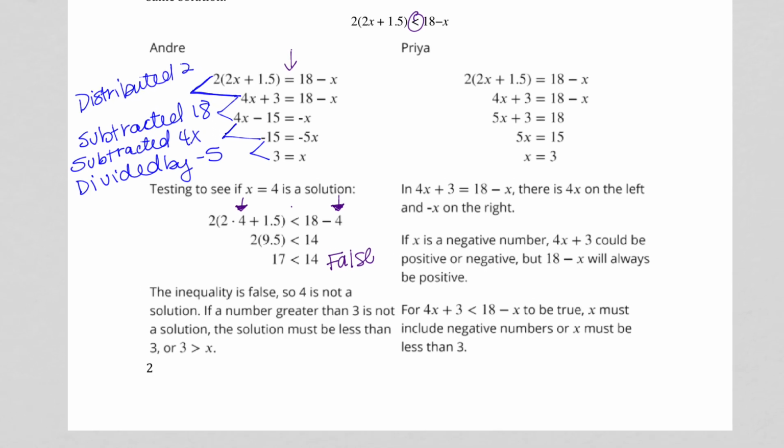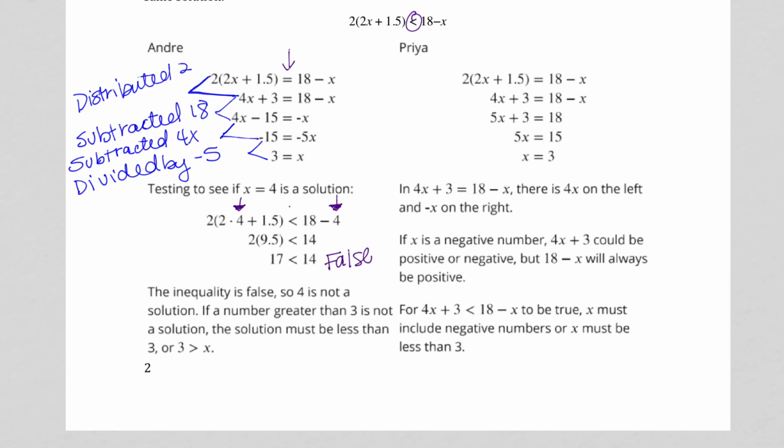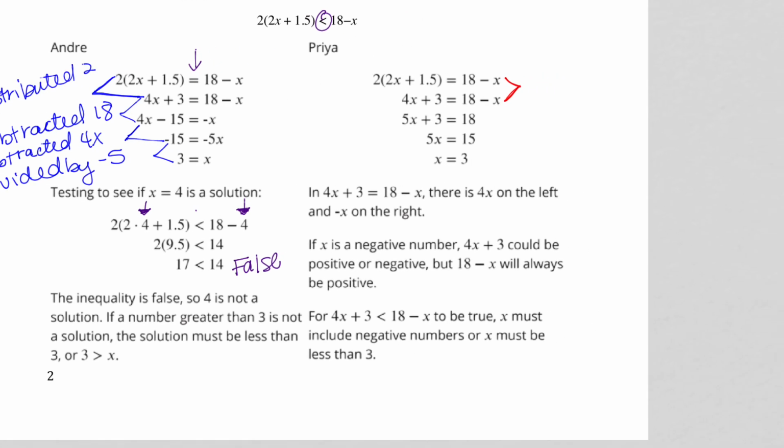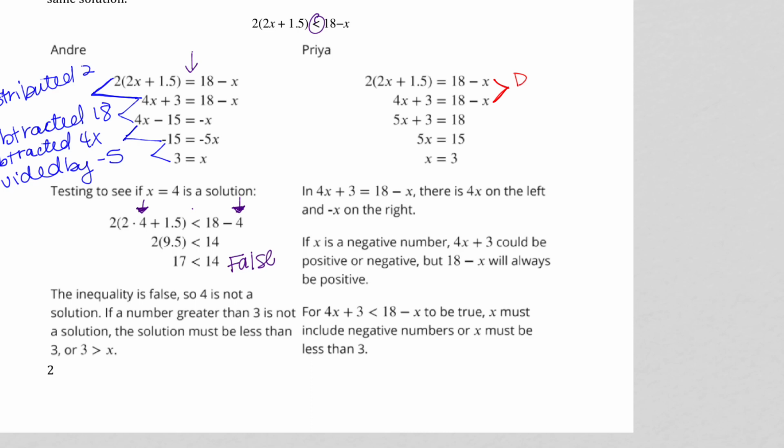Okay, so now let's look at what Priya did. Looking at Priya, what did she do from here to here? Distributed. So she started with the same step, right? So she distributed the 2. What'd she do from here to here? She added x. Okay, what'd she do from here to here? Added 3 to 18? Did she add it? No. She subtracted it.